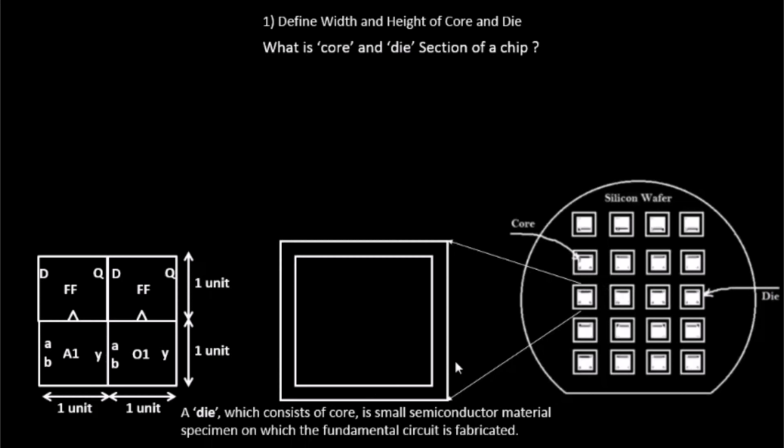And we imprint this particular die multiple times on the silicon wafer to increase throughput. Those are all fabrication concepts. Let's come back to defining the width and height of core and die. So let's try to place this logic inside the core and see what happens.